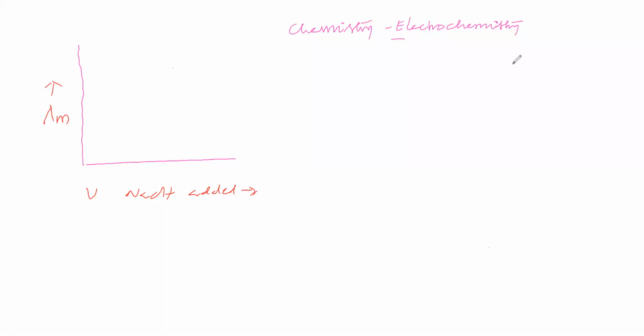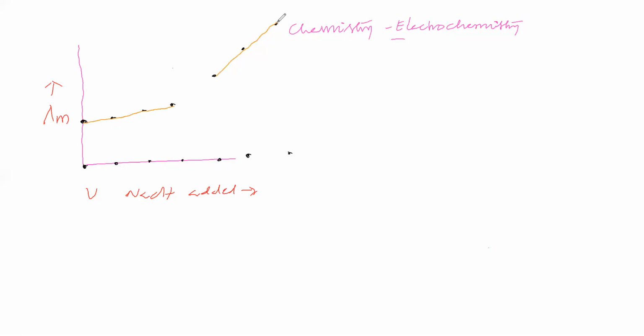Now, when the volume of sodium hydroxide solution added is 0, lambda m is this much. As we add sodium hydroxide solution, we get lambda m values like this. Let us join all the points. Okay, we have joined all the points. We got the graph like this.